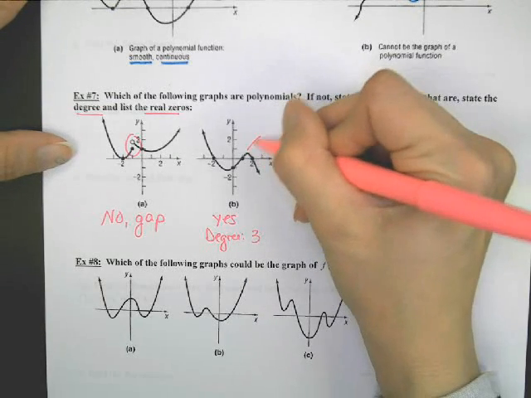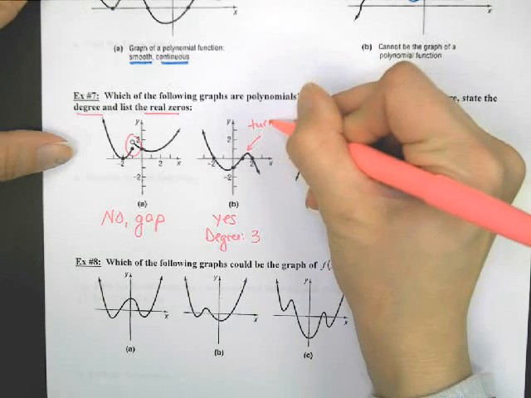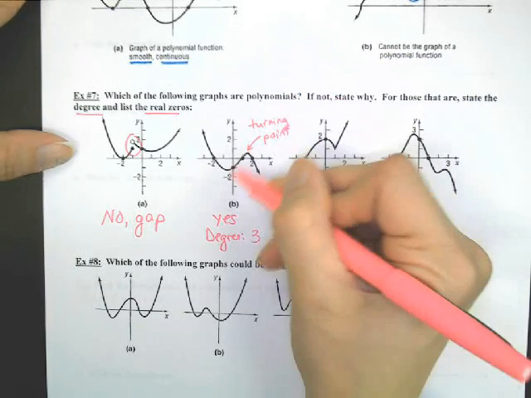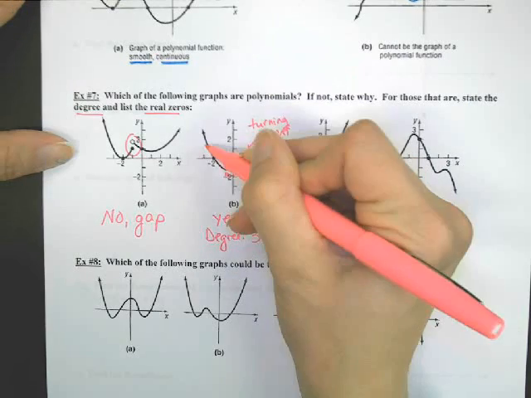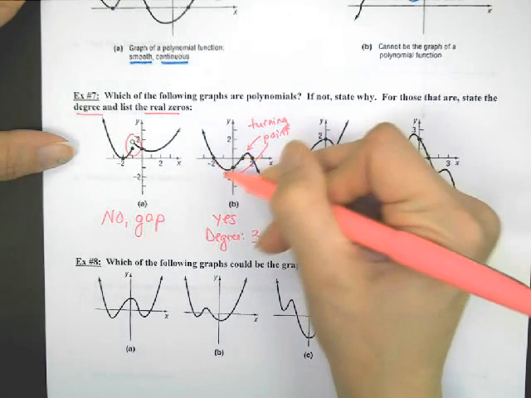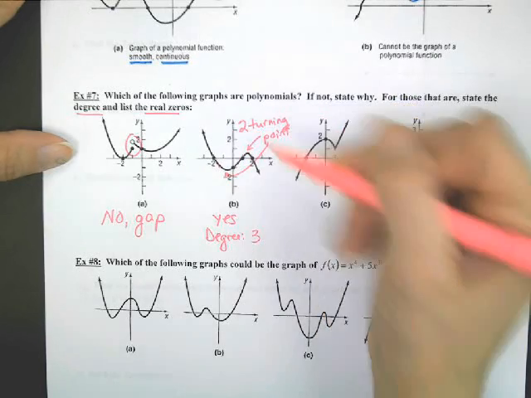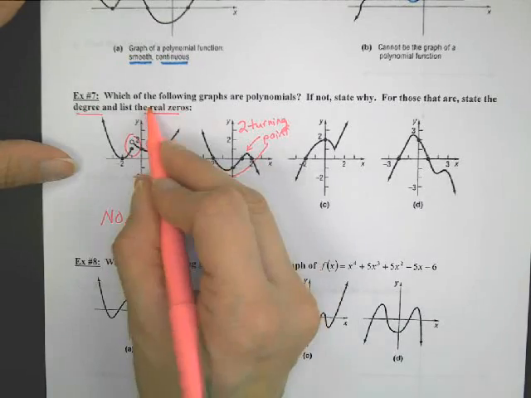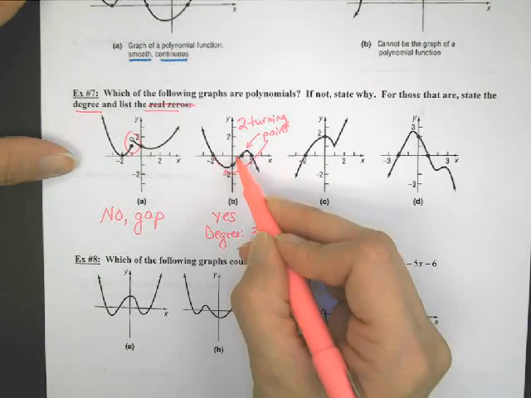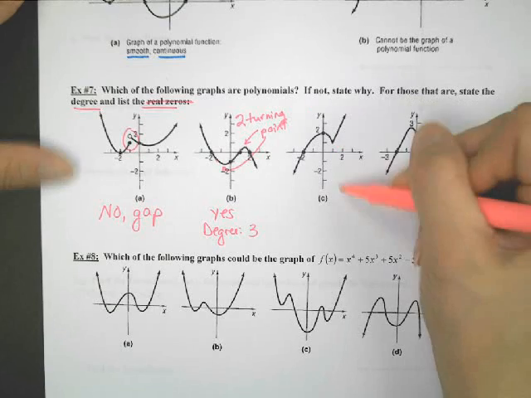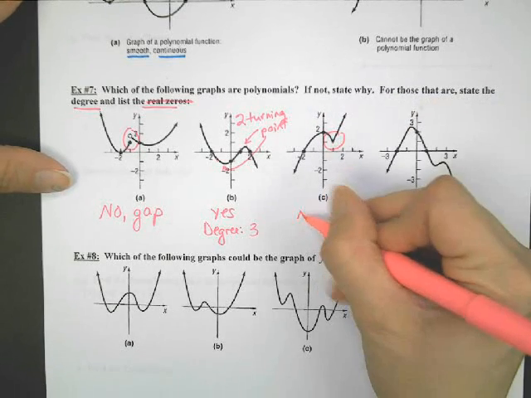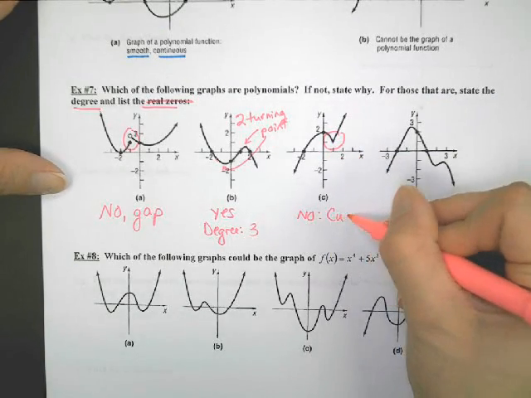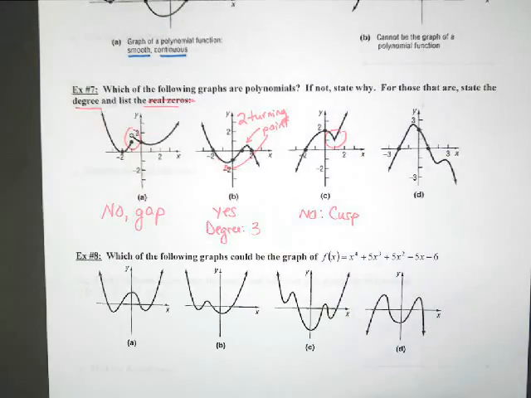Another thing you could do is you could look right there at the turning points. There's a turning point right there, and there's a turning point right there. It was going down, then it goes up. So like the maximum minimums. If there are 2 turning points, then the degree is 3. Okay, I think we're maybe not going to see the zeros. We're just going to speed up a little bit. The x-intercepts are there. Is part C a polynomial? No. That looks like a cusp right there. And if you said cusp or corner, that'd be fine.